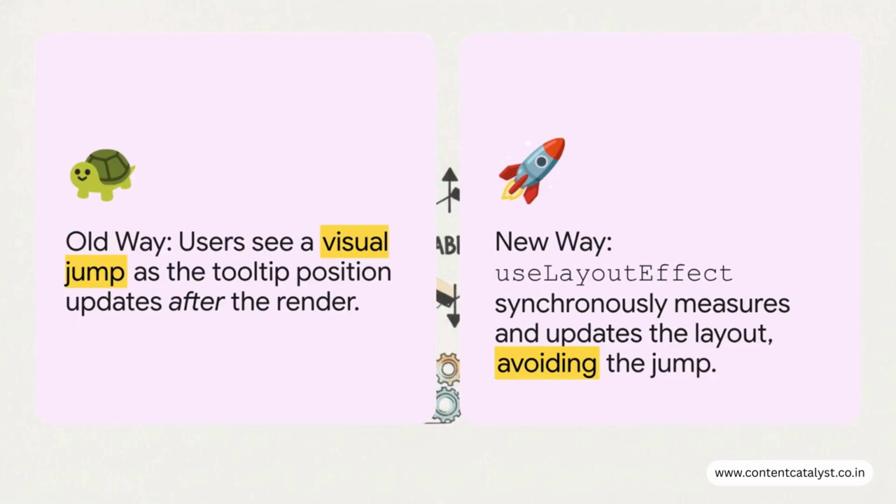And this slide is the perfect real-world example of what that means. Look at the left side. That's the old way. You see that annoying visual jank where the tooltip kind of jumps into place after you scroll? It feels laggy. But on the right, with Fabric, you can measure the layout and update the UI synchronously before the screen even paints. The result? Perfectly smooth motion.